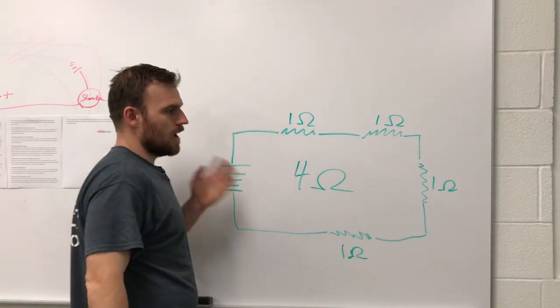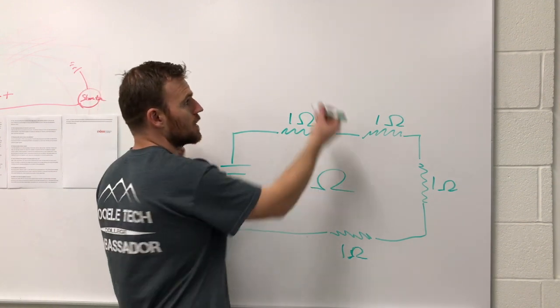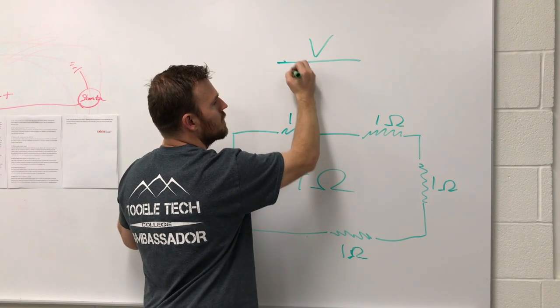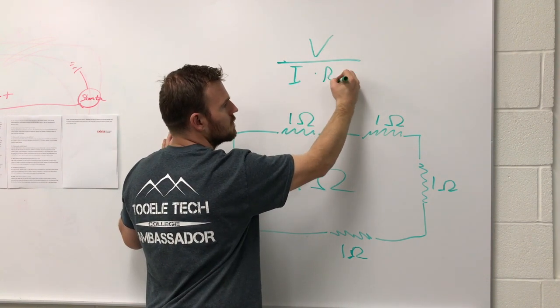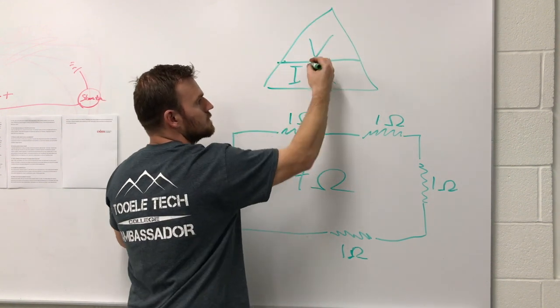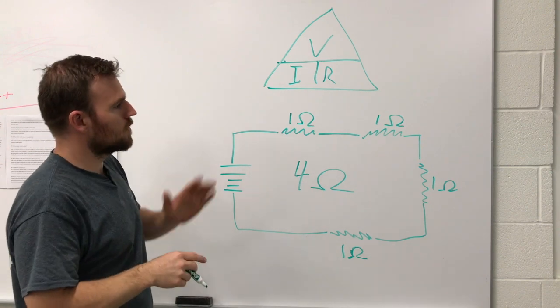Now again, if we needed to figure out, say, how many amps that circuit has, we're going to draw our little V over I times R triangle. Remember it's usually drawn something like this, and usually there's a line right here. Okay, so let's go ahead and we can figure this out.